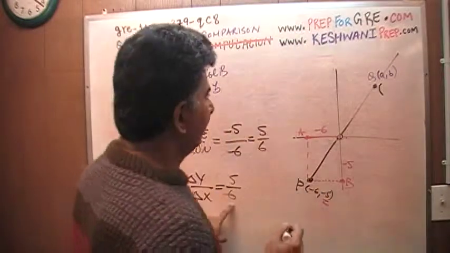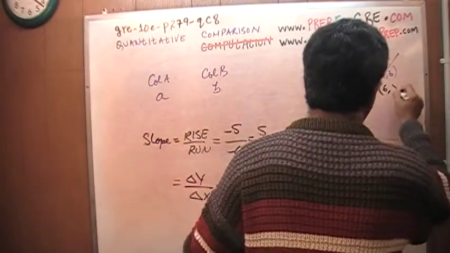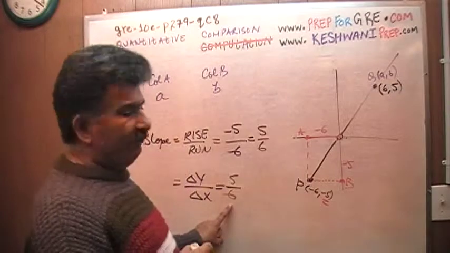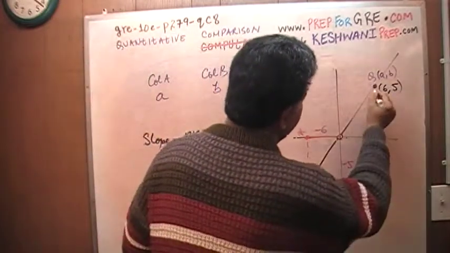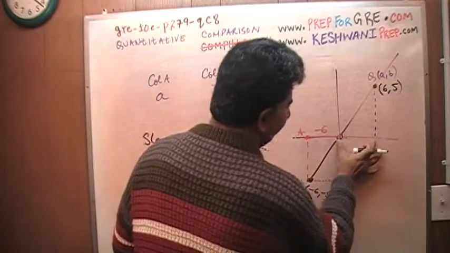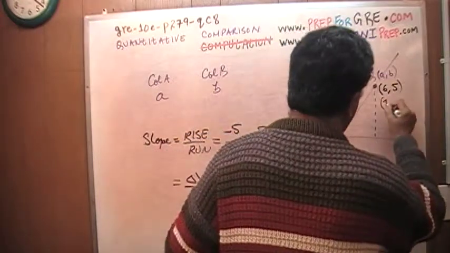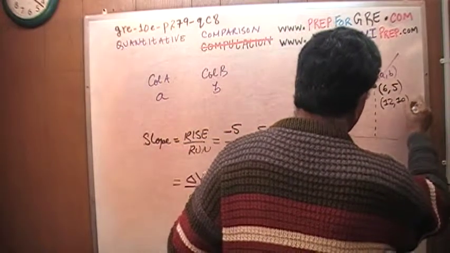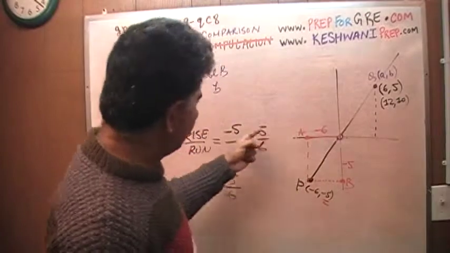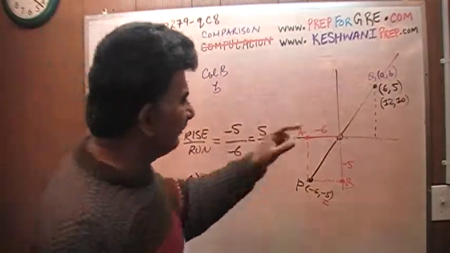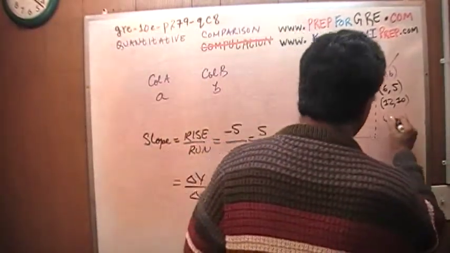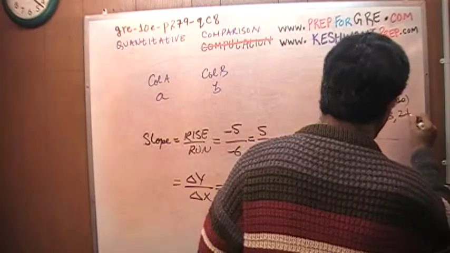6, then y will have to be 5. If this distance from here to here happens to be 12, then this distance will have to be 10. The rise will have to be 10. The ratio is 5 to 6. If this distance happens to be 3, then the other one has to be 2.5.